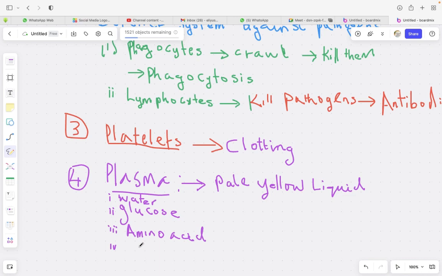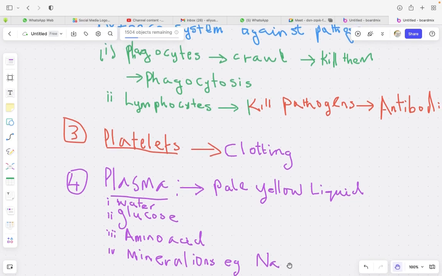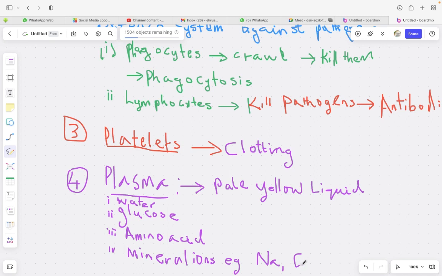Inorganic ions such as sodium and chloride, and hormones and carbon dioxide and even urea. Let's list mineral ions. The liquid plasma also contains the mineral ions, or inorganic ions. They are not the organic ones; the organic ones are the amino acids and glucose. The inorganic ones, like sodium and chlorides, they also contain them. We can use the chemical symbol Na for sodium, and chlorine's symbol for chloride. It contains sodium chloride.